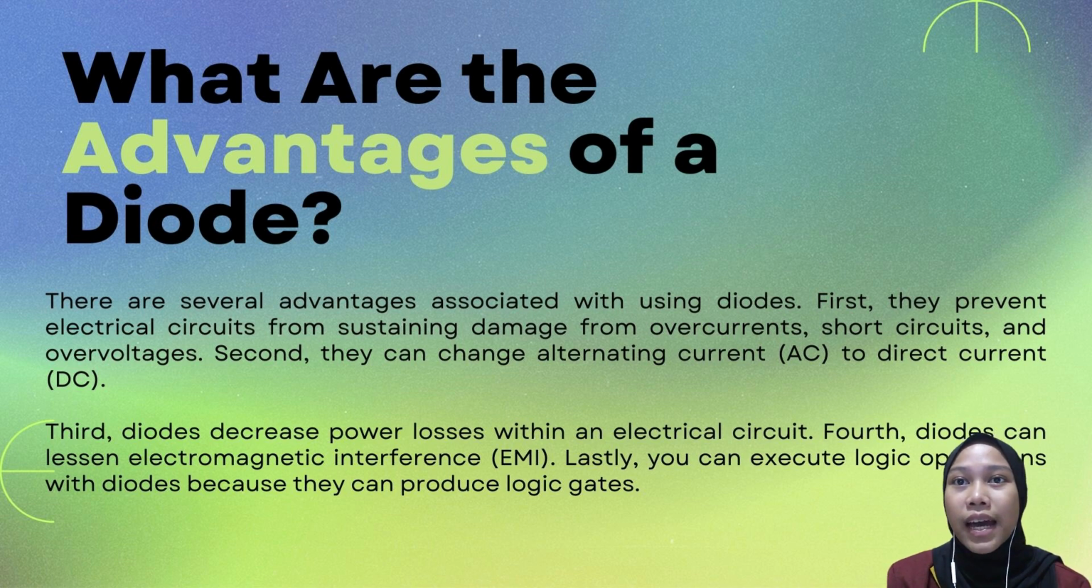Fourth, diodes can lessen electromagnetic interference or EMI. Lastly, you can execute logic operations with diodes because they can produce logic gates.